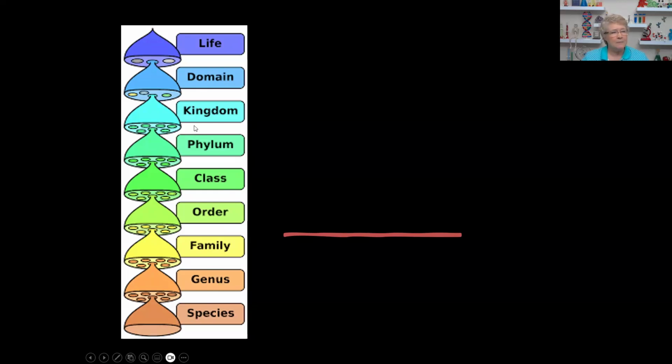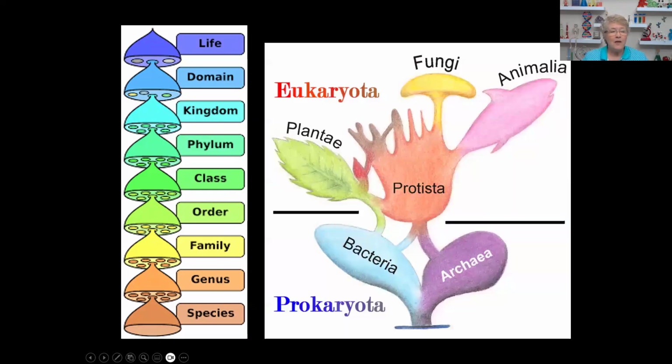So let's focus in on kingdom right here. There are 6 kingdoms of living things. 2 of them are prokaryotes. 4 of them are eukaryotes. What does eukaryote mean? You know, we've talked about that. What is a eukaryote?